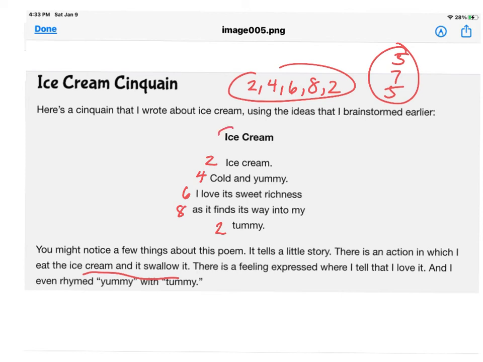So I want you to put your title at the top. If you have time and you want to do 2 cinquains instead of just 1, that would be awesome too. Okay? You could write about school. You could write about distance learning. You got a ton of ideas, guys.